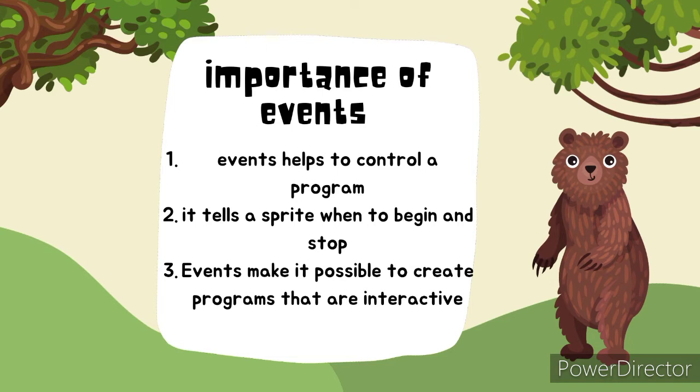We have so many importance of events. Event number one helps to control the program, just like I have said, because it is with an event that the program can perform. First of all, it is the event that helps to start a program. It also tells the sprite when to begin and when to stop. Even if the sprite will want to continue and do something again and again, it is the event that tells it when to begin and to stop. Events make it possible to create programs that are interactive. It is with the help of an event that a program becomes more interactive for the programmer.